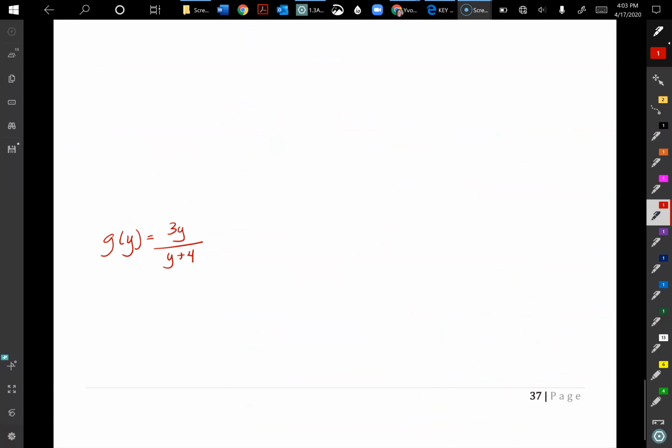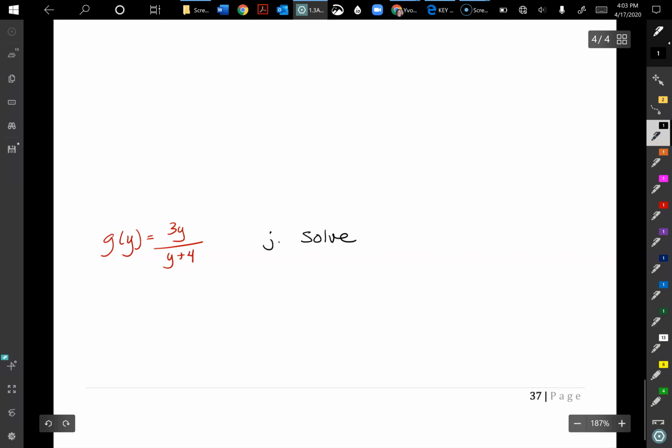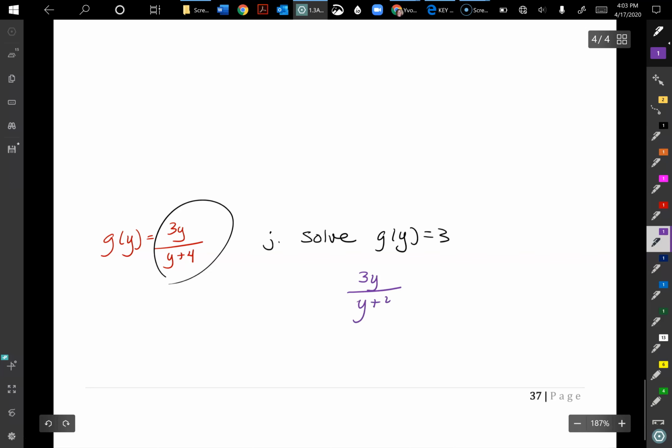Okay, so for the last one here, J, I'm just gonna bump it down to a clean spot. And we have solve g of y equals 3. So again, g of y is equivalent to 3y over y plus 4. So I'm going to write that here. 3y over y plus 4 equals 3. And then I'm going to solve.